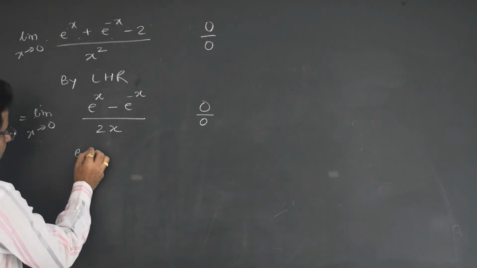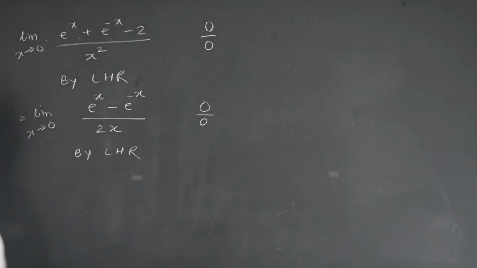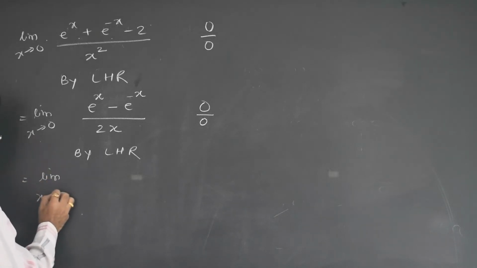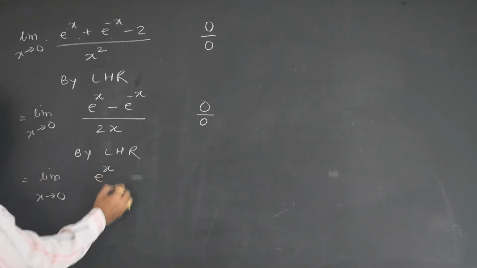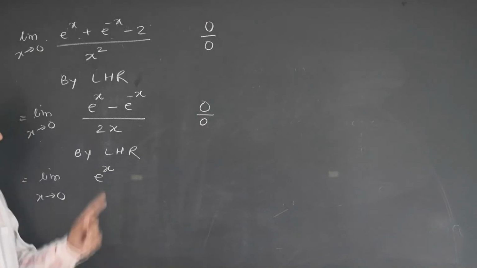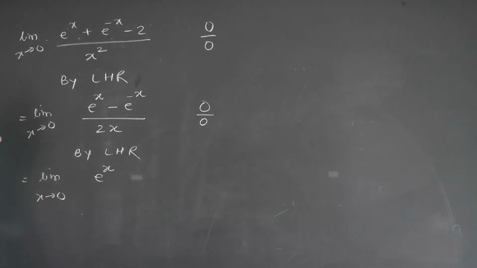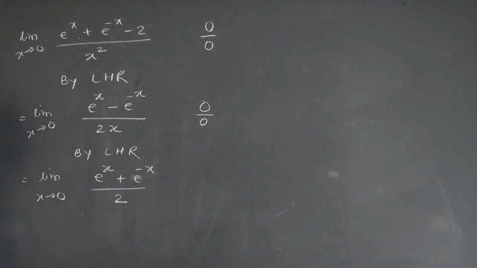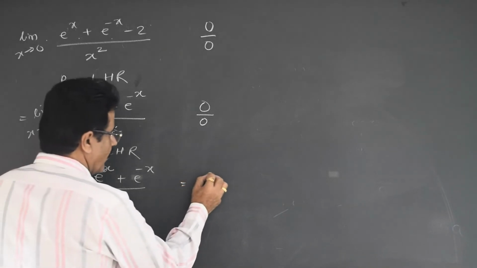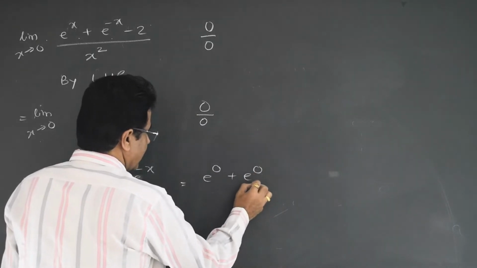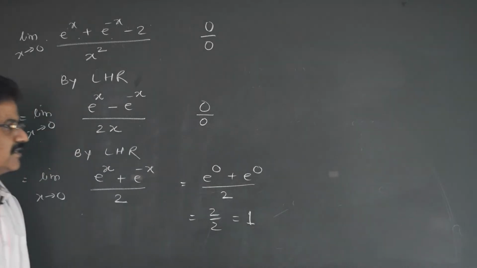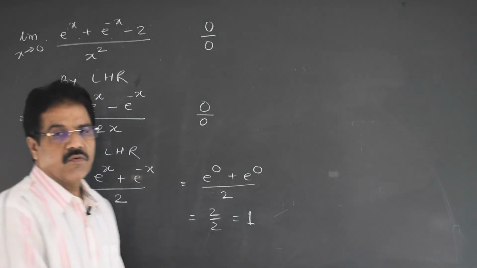And therefore we are in a position to apply L'Hospital's rule once again, and therefore we get limits as x tends to 0. Derivative of e raised to x is e raised to x, and derivative of minus e raised to minus x is now plus e raised to minus x, and derivative of denominator is equal to 2. Now we are in a position to take the limits. So we get e raised to 0 plus e raised to 0 upon 2, and therefore we get final answer of the limit is equal to 1.